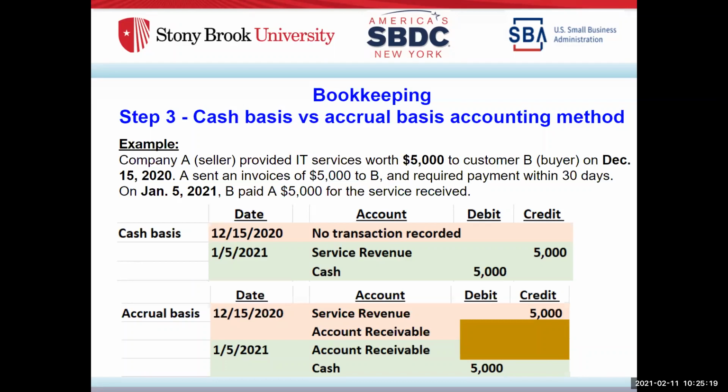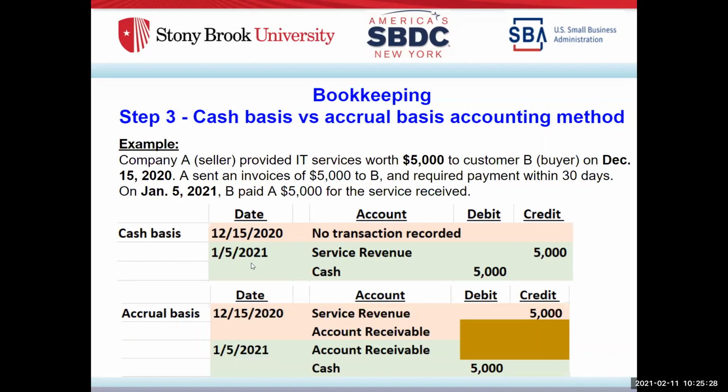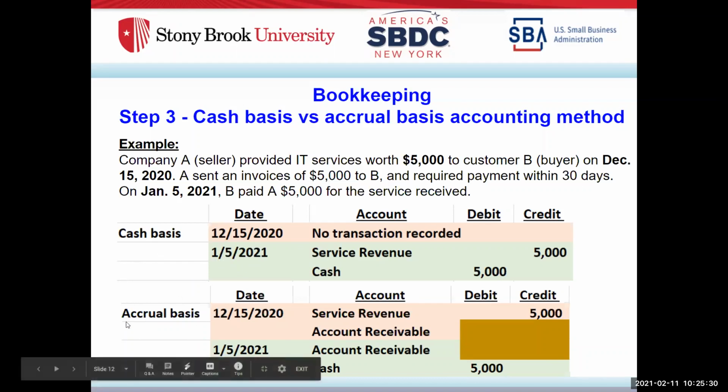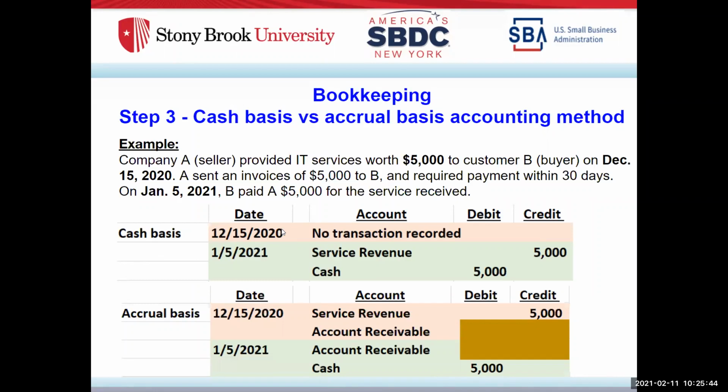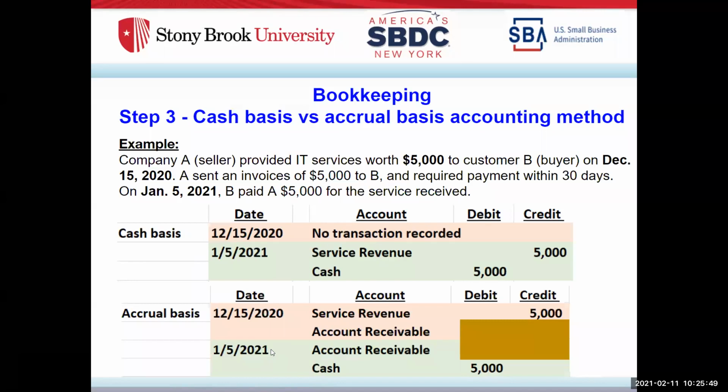However, the revenue was recorded at different times. For the cash basis, A recognized service revenue on January 5th. With the accrual basis, they recognize the service revenue on December 15th, 2020. So because of the time difference, it impacts the revenue for either 2020 or 2021, which also impacts the company's tax liability.